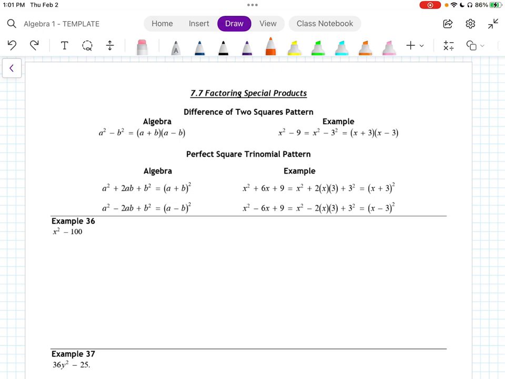All right, looking at section 7 here, and we are factoring special products. Now, the one big thing that we want to get from here is this top one here. This is the difference of two squares. Now, earlier, we talked about conjugates and difference of two squares, and that's where this really comes into play.